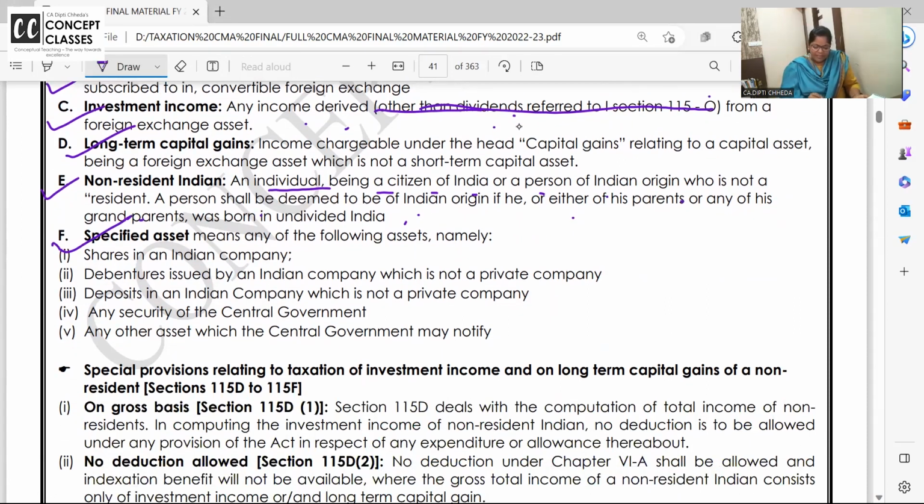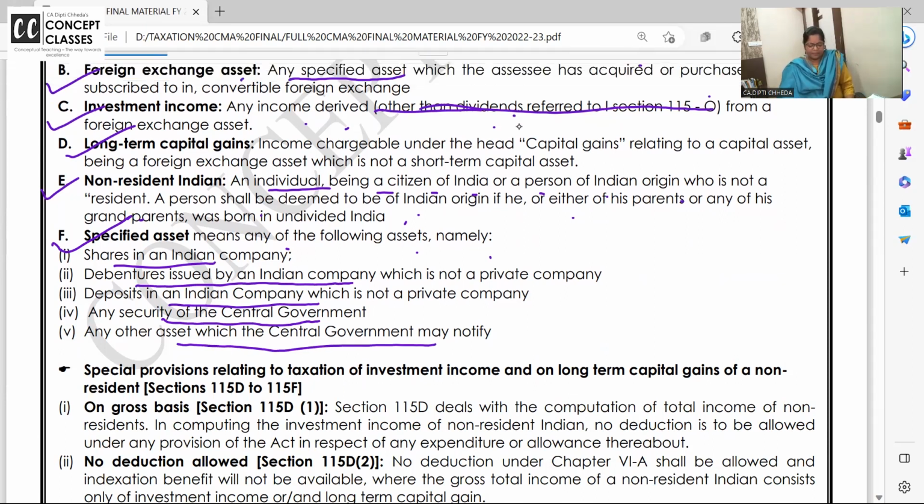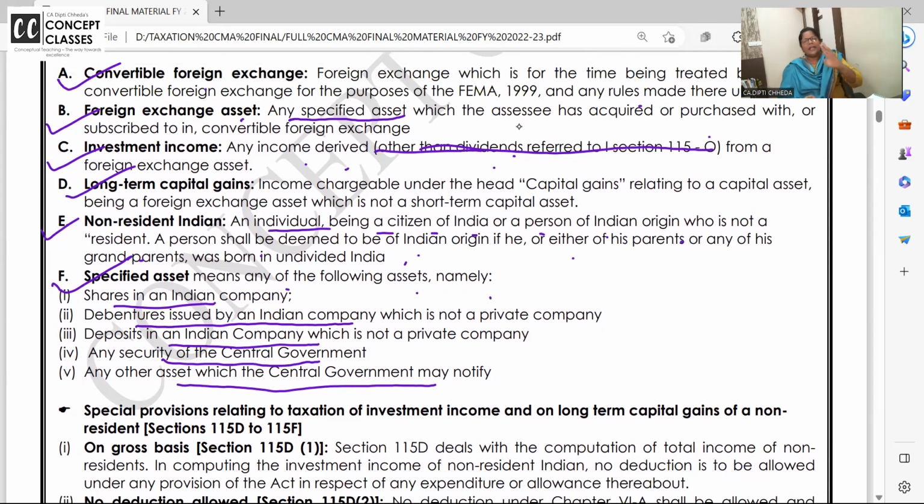What is a specified asset? It means any of the following: shares in an Indian company, debentures issued by an Indian company, deposits in an Indian company, securities of the central government, any other asset which the central government may notify. Are you all with me? देखो, specified asset खरीदते हैं इंडिया में कौन? NRI है. Convertible foreign exchange, he has purchased a specified asset.